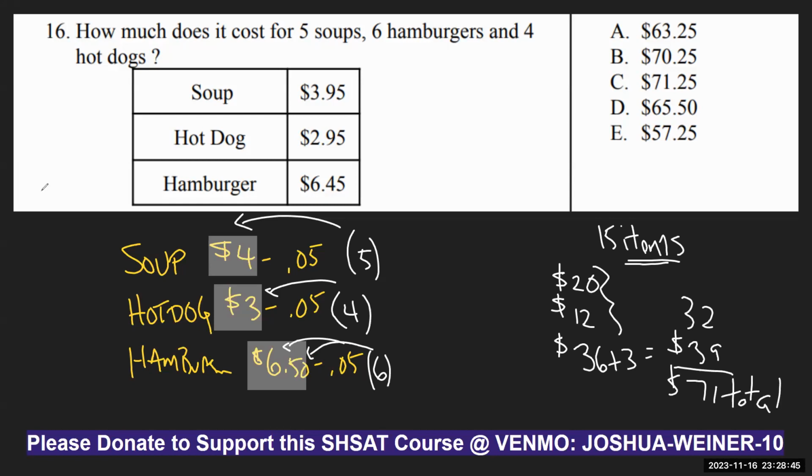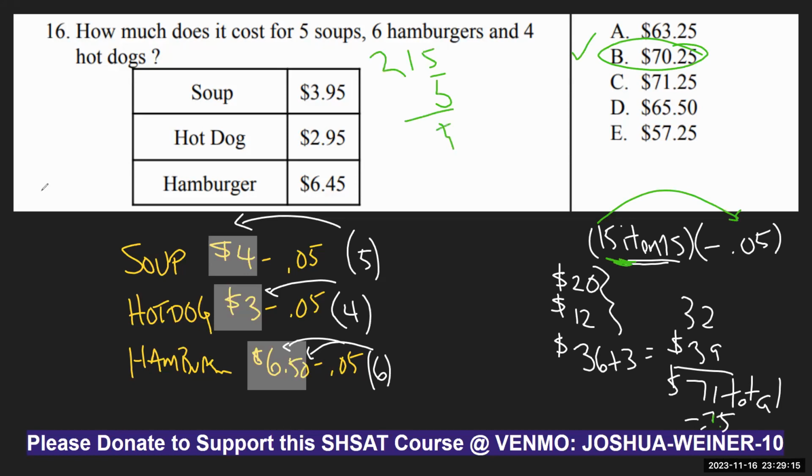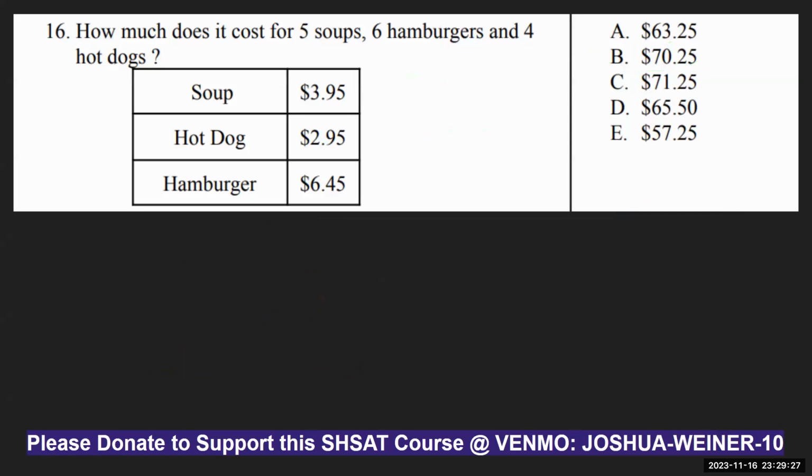But remember, each of those prices is a nickel more. So 15 items times minus 0.5 means I have to subtract 75 cents. And the correct answer that way is $70.25, right? Because you just have to subtract a nickel 15 times. 5 times 15, 75 cents less, because it's less a nickel for each of the items. It's a way of doing the math faster and accurate using rounding.